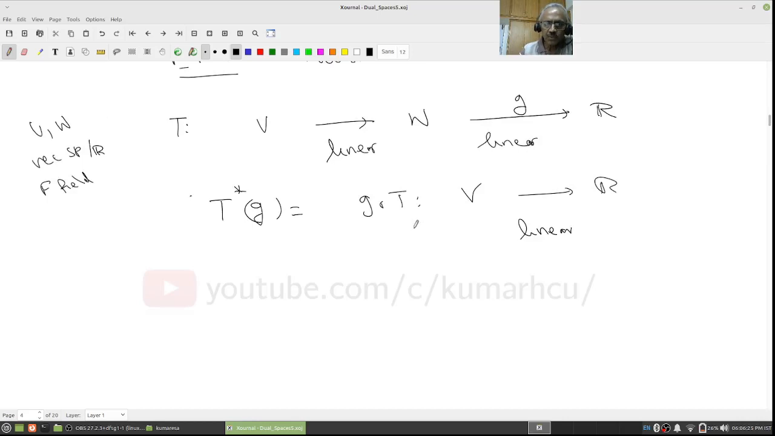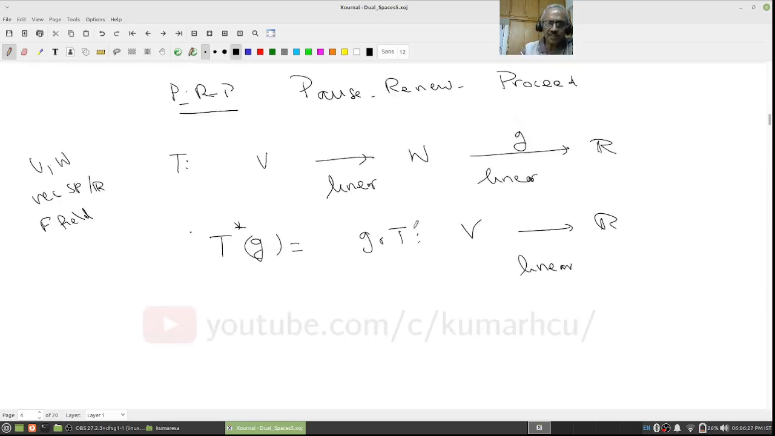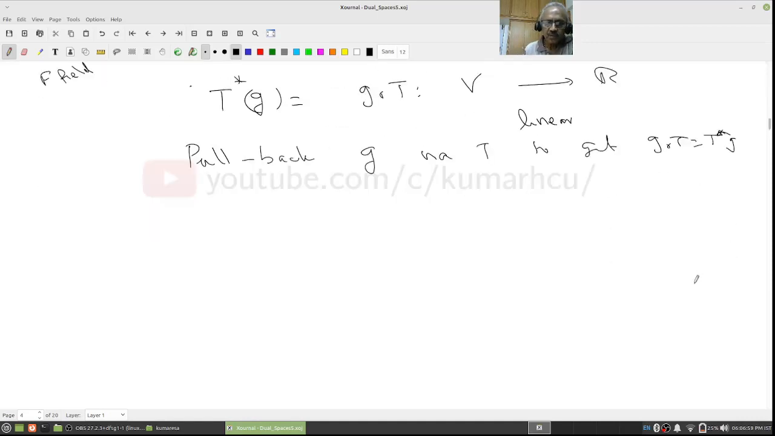So what have we done? We just applied the same thing, whatever we did earlier, except that V and W are special. They are not just sets, they are vector spaces, and g is not any map from W to R, it is a linear map. Then I can pull back this g via T to get g composite T, which is what we call T star of g. You understand that?